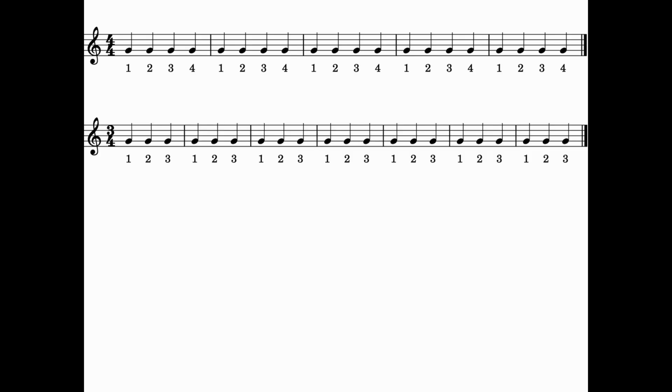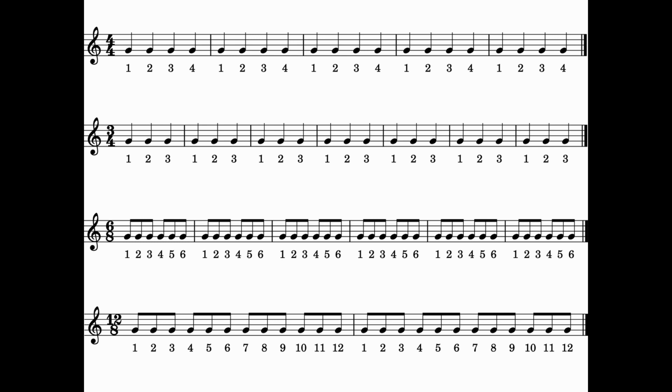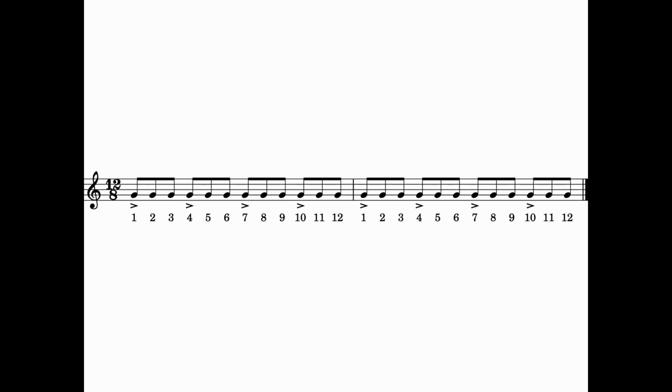The most common time signatures are 4/4, 3/4, which is 3 beats in a measure, 6/8, and 12/8, which is 12 eighth note beats in a measure. For time signatures that have eighth notes as the pulse, it's very common to group together beats when at faster speeds. For example, in 12/8 you might count it as 1, 2, 3, 4, 5, 6, 7, 8, 9, 10, 11, 12, giving an emphasis to beats 1, 4, 7, and 10.